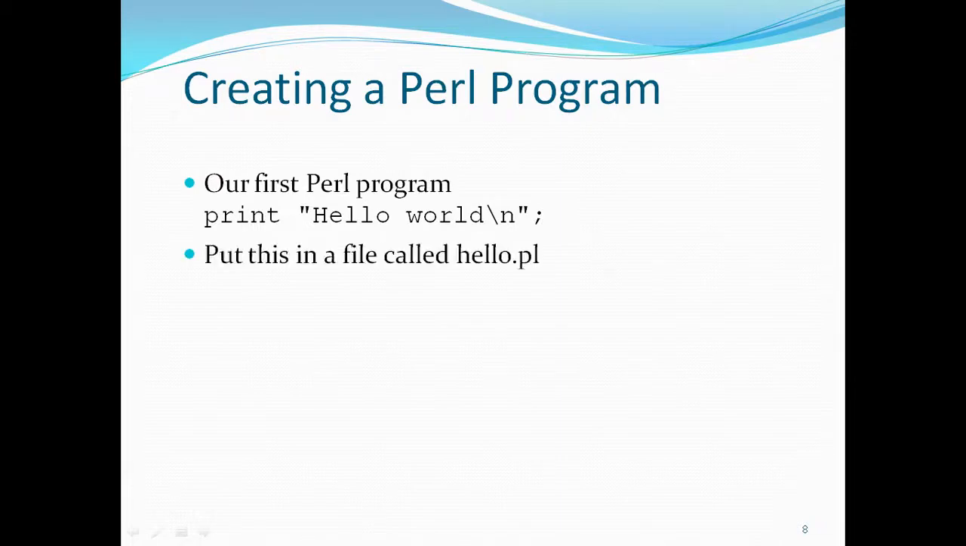The next step is to put this in a file called hello.pl. How do you do it? Normally we open TextPad, enter the text, and while saving it, you save it as hello.pl. That's it. Your first Perl program has been successfully completed. If you observe here, .pl is the extension that identifies this particular program or script as a Perl script or a Perl program.